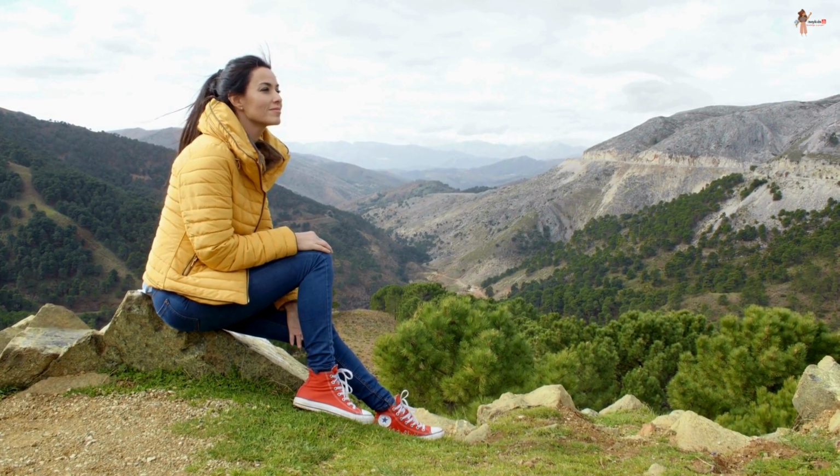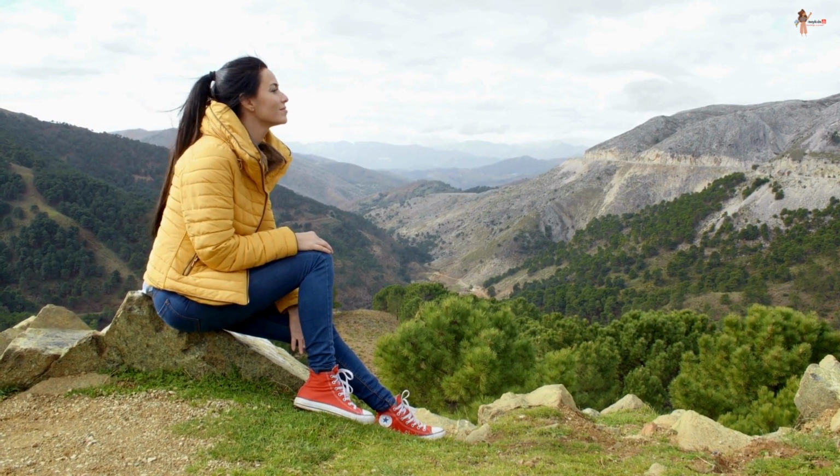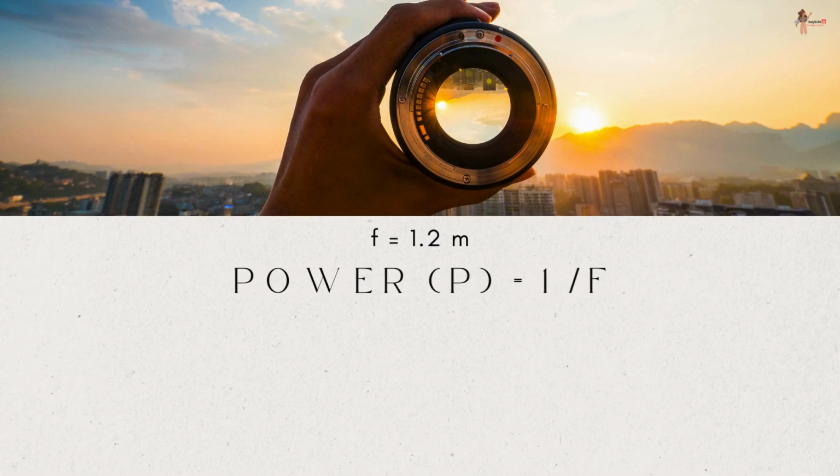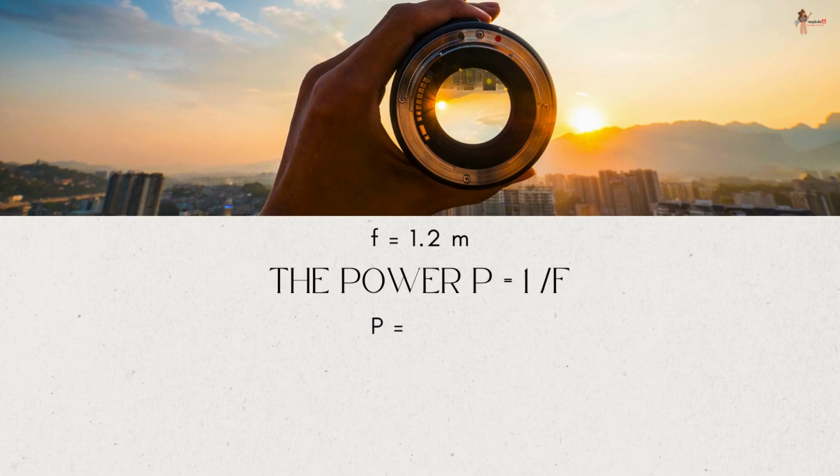Well, of course, it should be 1.2 meter, right? Thus, we know that focal length is 1.2 meter. Now, power is 1 upon f, so it will be 1 upon 1.2. Thus, power is 0.83 diopters.